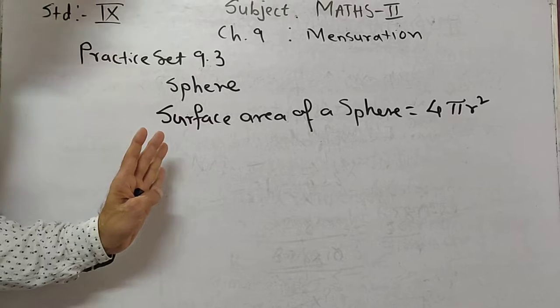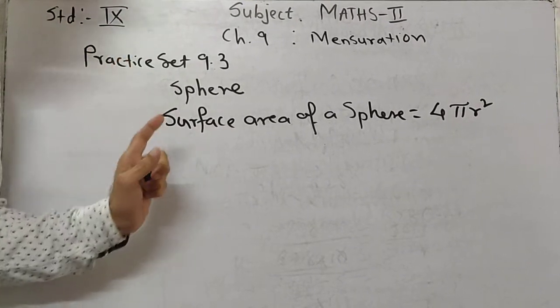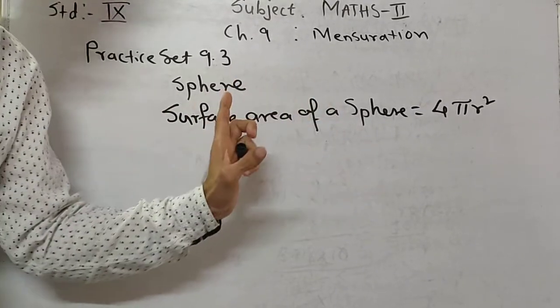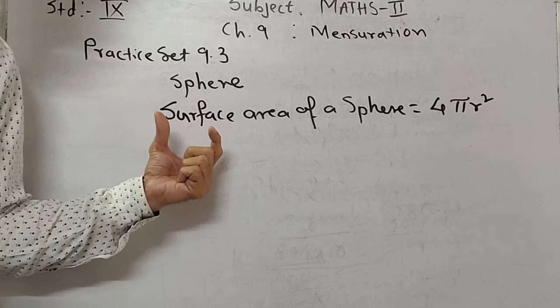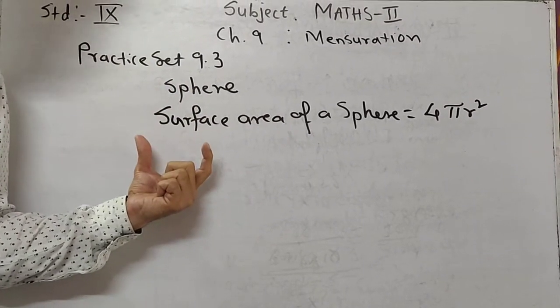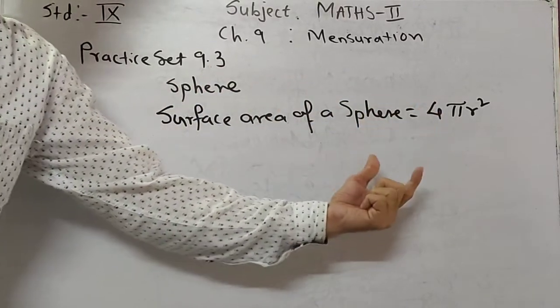So total surface area and curved surface area are the same. That is why we say only surface area of a sphere. We call it only surface area because there is no total and no curved in this. Only surface area is told. So surface area is 4 pi r square.